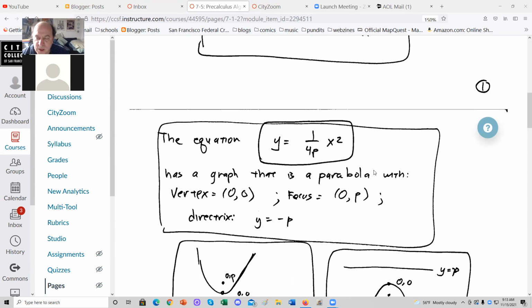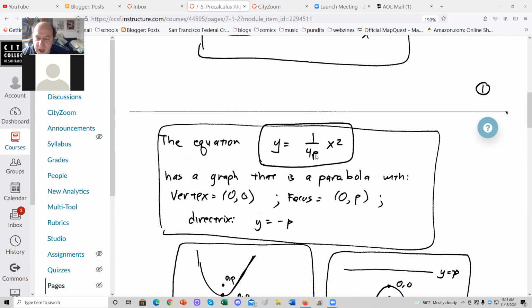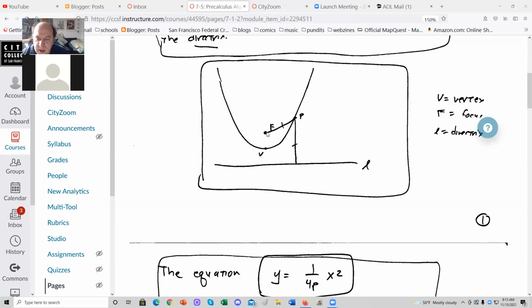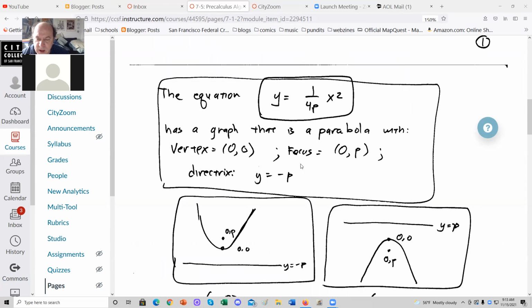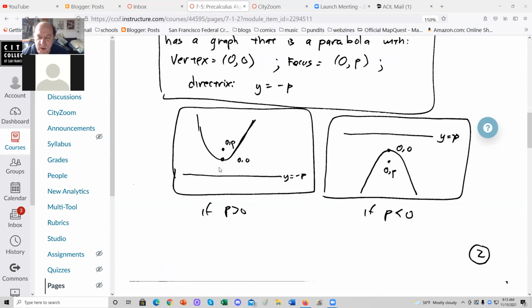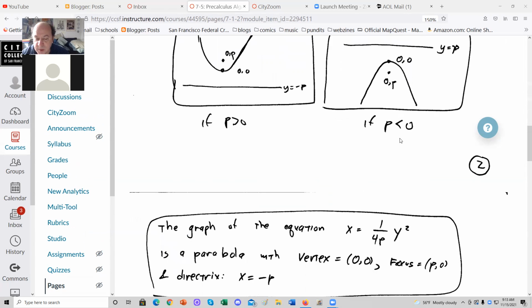Okay, now the equation for a parabola will be like this: y equals 1 over 4p x squared, and the focus is at (0, p). The vertex is here at (0, 0), and this line is the line y equals negative p. So like this. This is if p is positive, it's cup up. If p is negative, it's cup down. Still vertex at (0, 0), but the focus is below and the directrix is up.